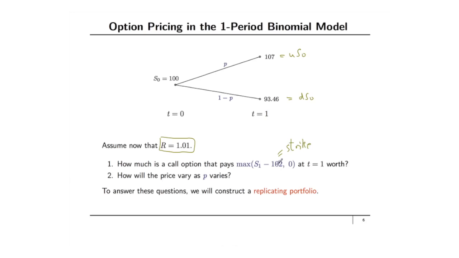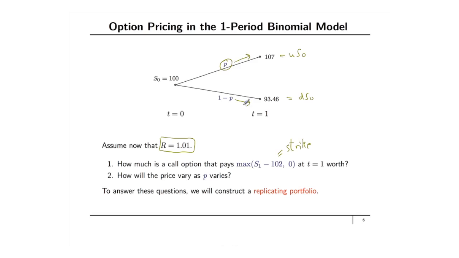In this case the 102 falls somewhere in between the 93.46 and the 107, and we need to figure out how much the security is worth. We'll also be interested in answering the question, how does the price of the option vary as P varies? Remember, P is the true probability of the stock price going up, and 1 minus P is the true probability of the stock price going down.